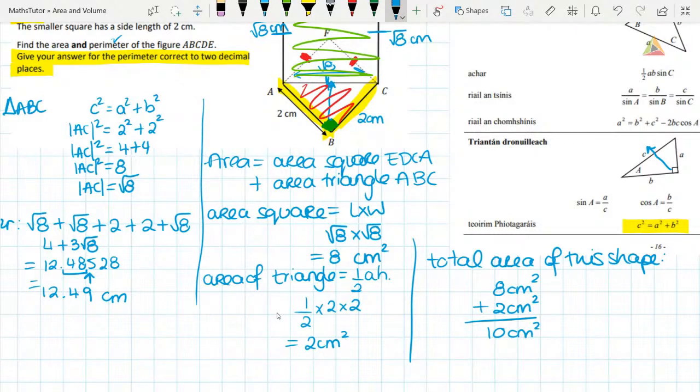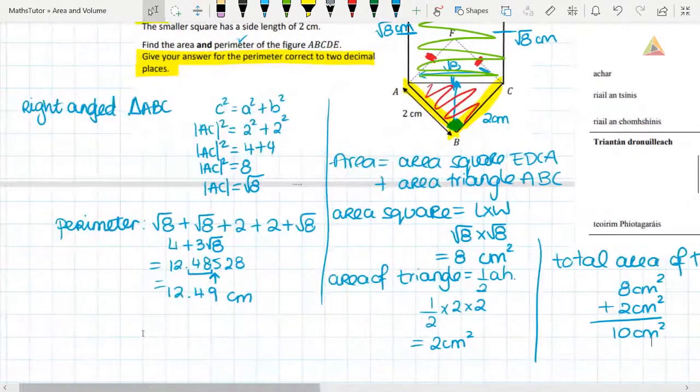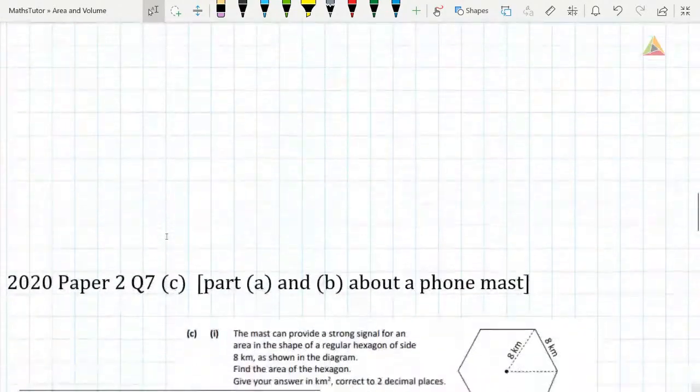And we're also seeing that it said for the perimeter, give your answer correct to 2 decimal places, but it didn't say that for the area. So the fact that I got a whole number is a nice guide that I didn't have to round that off.